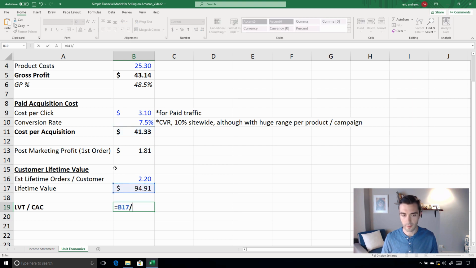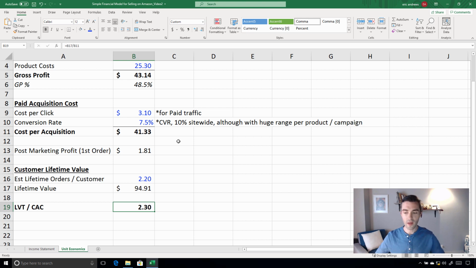Lifetime value divided by CAC, 2.3. So you know that your lifetime profit is much more than your marketing. And so even with your paid acquisition, you're probably going to make money on your customers.